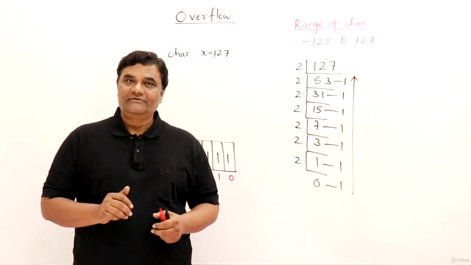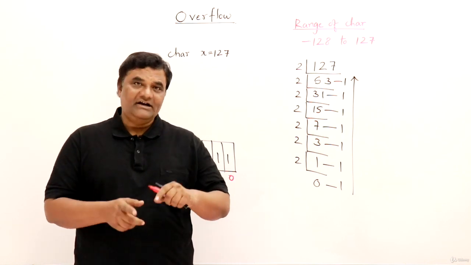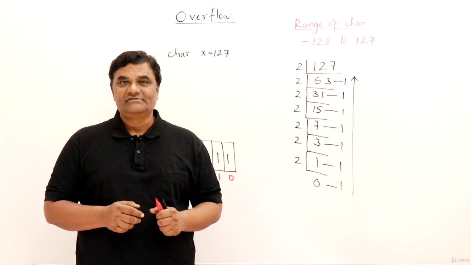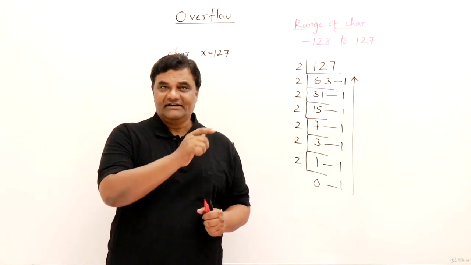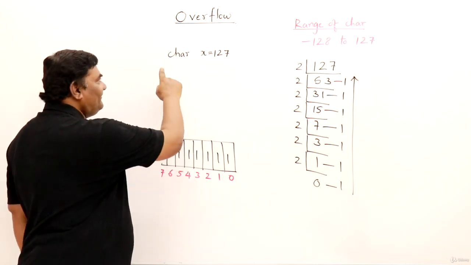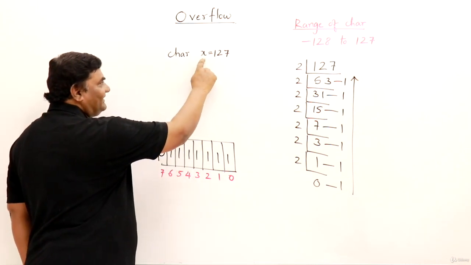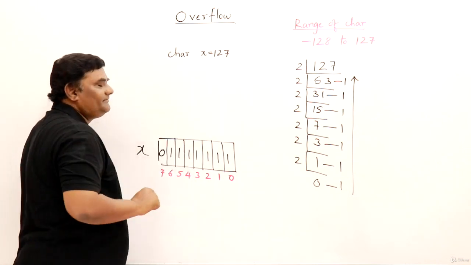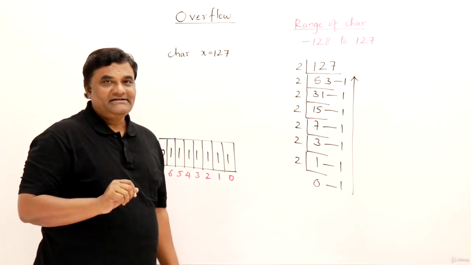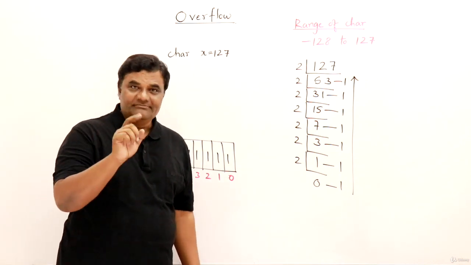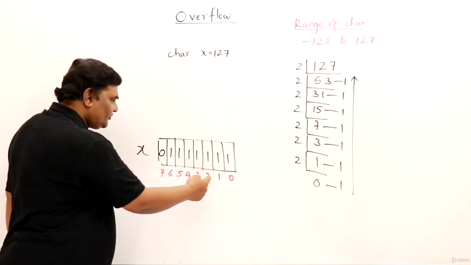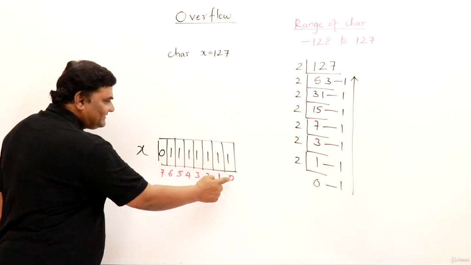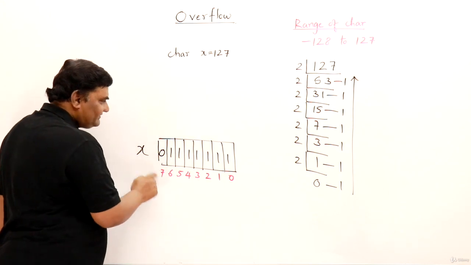So for understanding overflow, we have to revise a few concepts that we have studied in previous videos. Then I'll explain to you what it means by overflow. For that, I have taken an example. Here I have a character type variable and x is having value 127. How many bytes does a character take? It takes 1 byte. 1 byte means 8 bits. So this is 1 byte, and I am showing all the bits, that is 0 to 7. This is the least significant bit and this is the most significant bit.